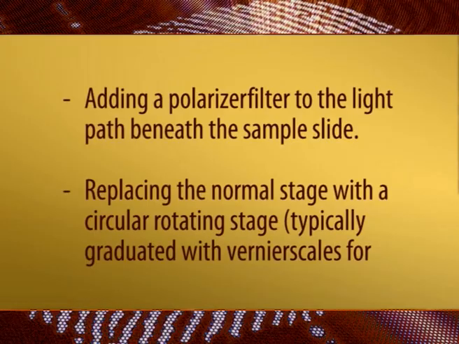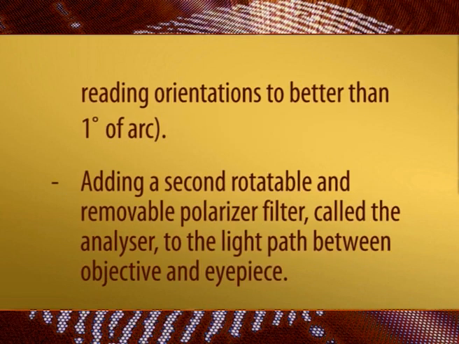Depending on the grade of observation required, petrological microscopes are derived from conventional bright field microscopes of similar basic capabilities by adding a polarizer filter to the light path beneath the sample slide, replacing the normal stage with a circular rotating stage typically graduated with vernier scales for reading orientations to better than 1 degree of arc, and adding a second rotatable and removable polarizer filter called the analyzer to the light path between the objective and the eyepiece. Petrographic microscopes are constructed with optical parts that do not add unwanted polarizing effects due to stained glass or polarization by reflection in prisms and mirrors.